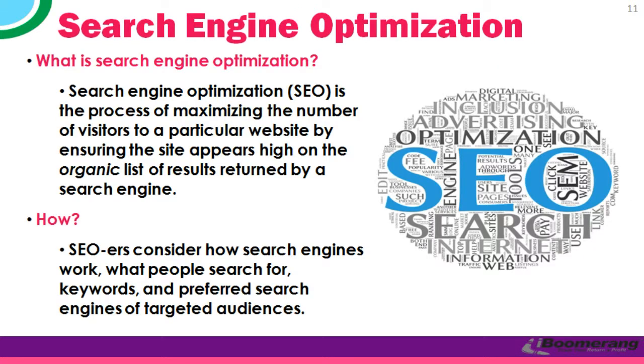Through SEO, you can influence how the search engine ranks relevant websites. As a digital marketing strategy, SEO considers how search engines work, how people search for what they need, and which search engines their targeted audiences prefer. Optimizers then tailor their websites based on the search engine's ranking factors.